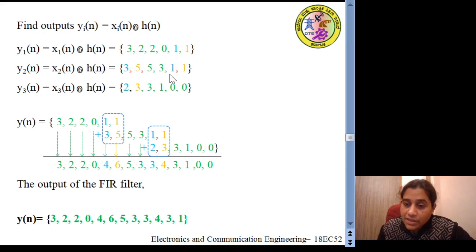Similarly, the last M minus 1 samples coincide with the first two samples of the final block: 2, 3, 3, 1, 0 and 0. Now we overlap these. As the samples that do not overlap with any other value are kept as they are, the samples that overlap each other get added. So 3, 2, 2, 0. Then 1 and 3 is equal to 4. 1 plus 5 is equal to 6.